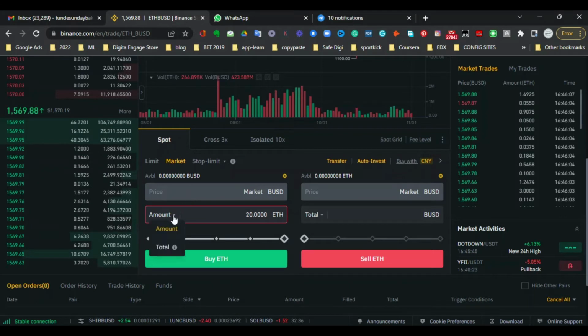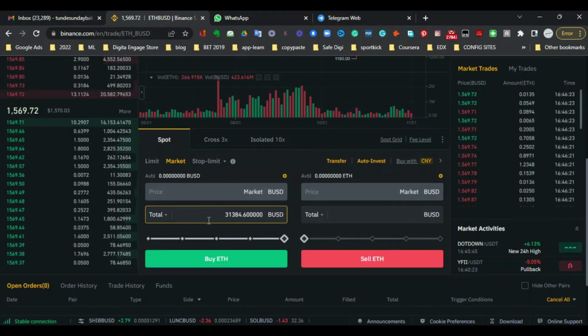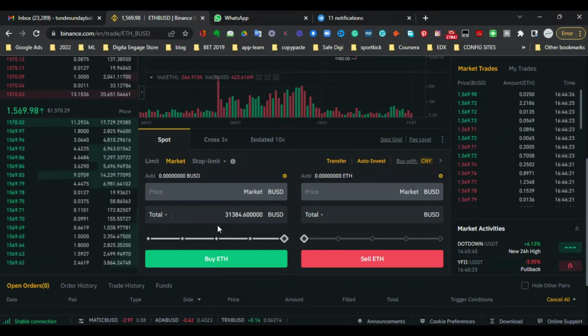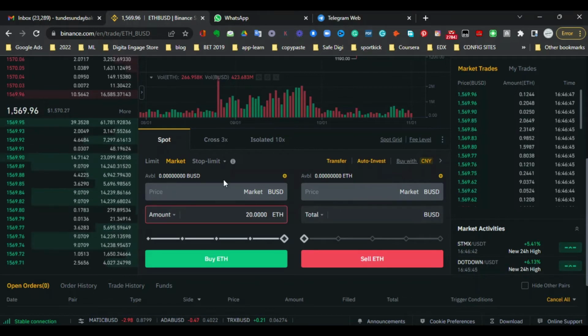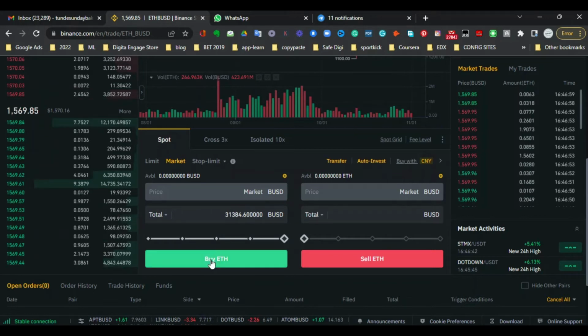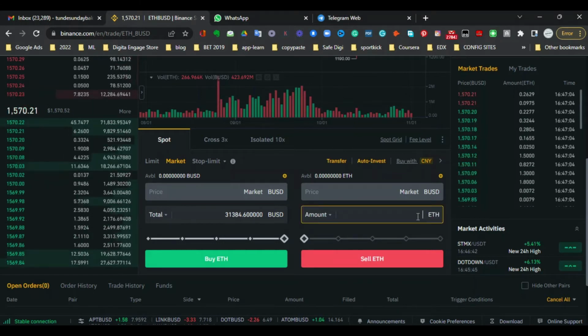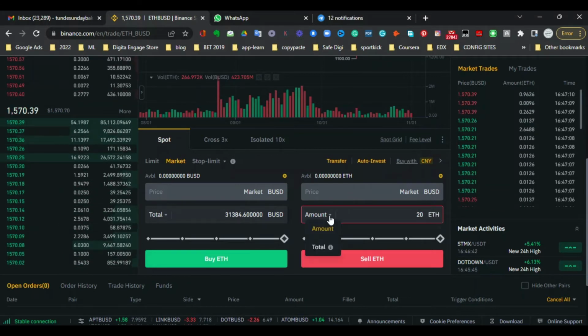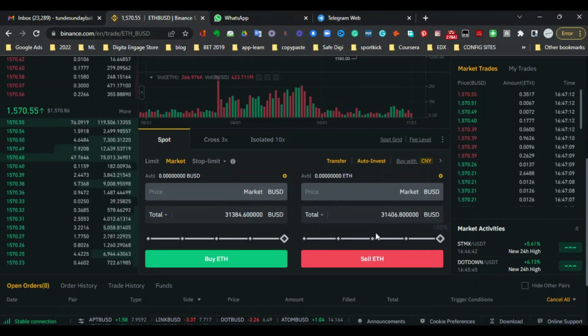Now, if I want to trade with total balance to buy 20 Ethereum, I need 31,384 BUSD, the BUSD equivalent of 20 Ether. So if I want to make it total now, you see, it will show me the exact amount of BUSD that I need to buy Ether. The same thing if you want to sell your Ether, you can put here the amount of Ether to sell at market order. Then if you want the total, I put it there, you can see. So this is what we are saying.